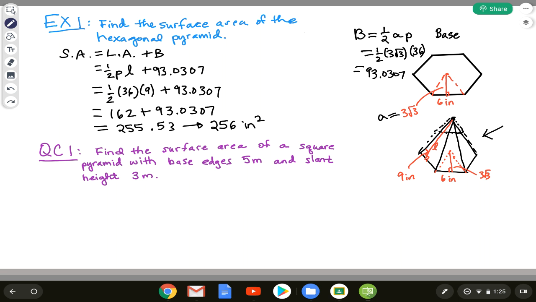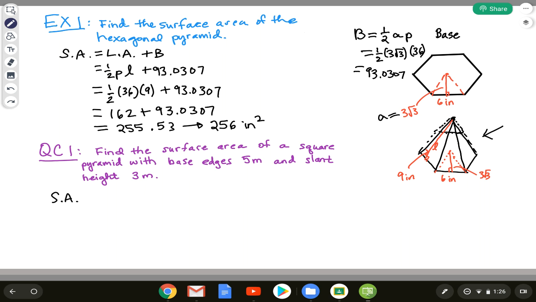Now pause and try the quick check one, which is to find the surface area of a square pyramid with base edges 5 meters and slant height 3 meters. This time the figure's not drawn, and you can draw it in if you want, or you can just do it using the information you're given. Okay, hopefully you tried that out by yourself.